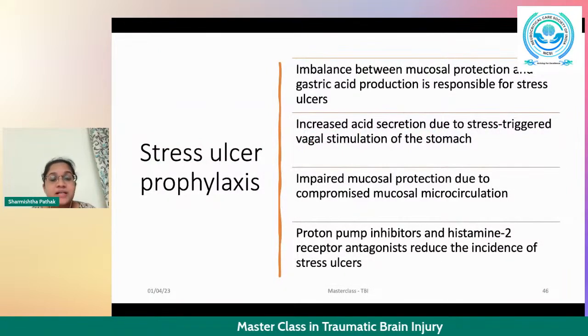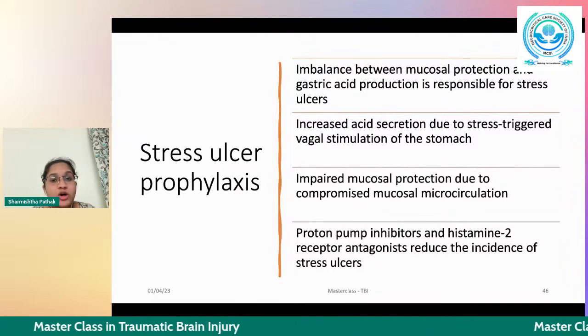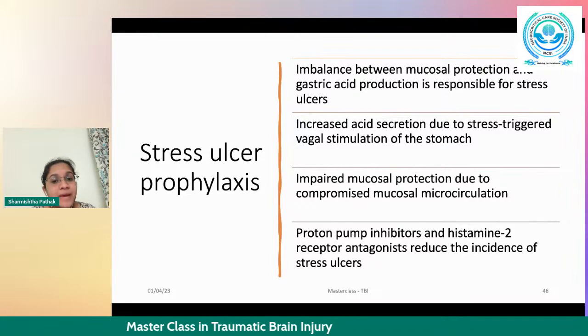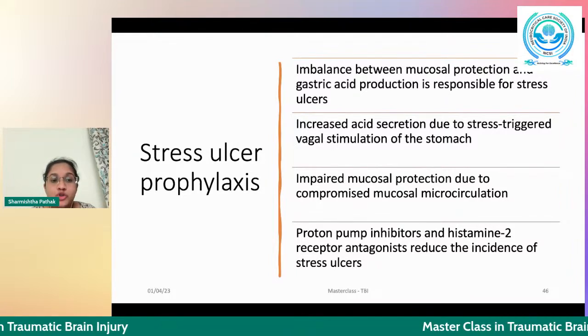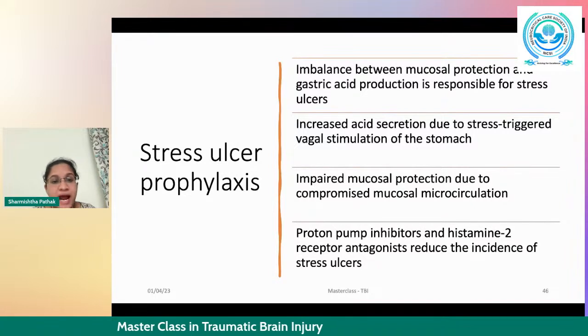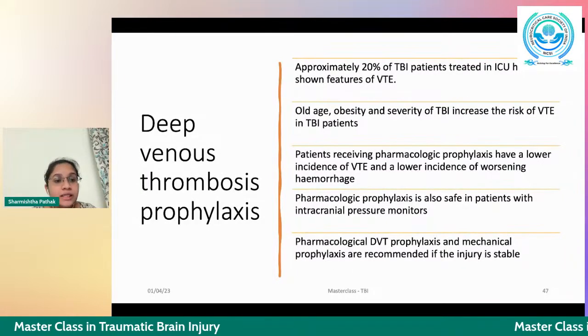Now moving on to stress ulcer prophylaxis. Stress ulcers form because of an imbalance between mucosal protection and gastric acid production. There is increased acid secretion due to stress-triggered vagal stimulation, and impaired mucosal protection because the microcirculation is impaired. Two drugs which are found to reduce the incidence and can be used are proton pump inhibitors and H2 receptor antagonists. Deep venous thrombosis prophylaxis should be used.